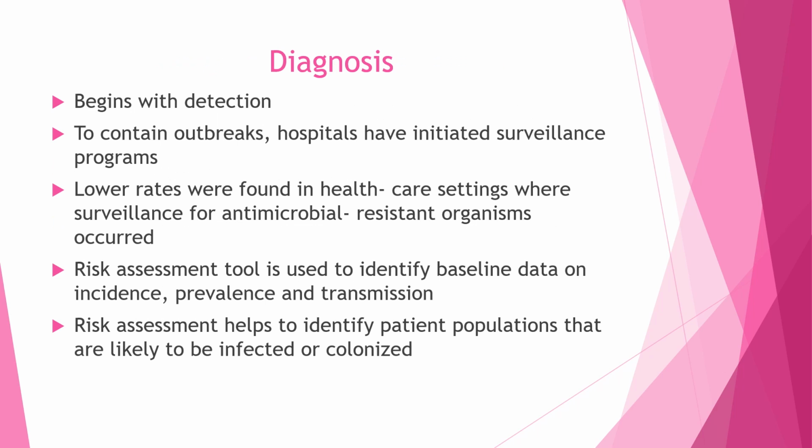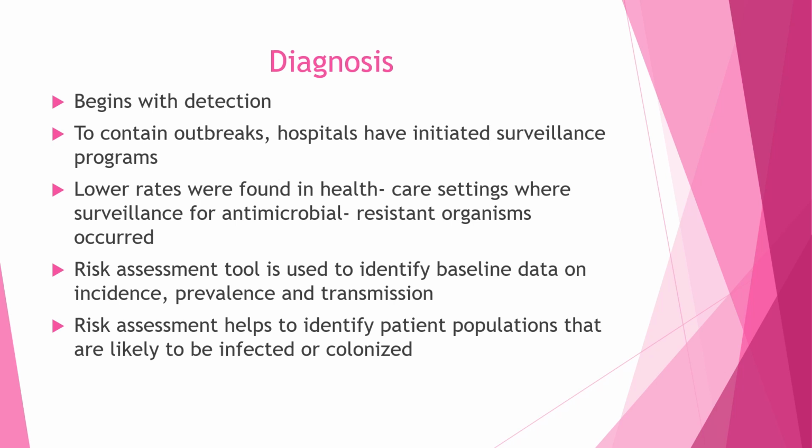Diagnosis. How are we going to begin to care for these patients? Diagnosis first begins with detecting the infection. So in order to contain outbreaks, hospitals have initiated surveillance programs. This is when someone comes from a nursing home, or if they come from assisted living, or if they have a wound, or if they have an active infection. We are going to culture them. We're going to culture the nares because that is the most common site. And we are going to send this culture off. We need to detect it early.